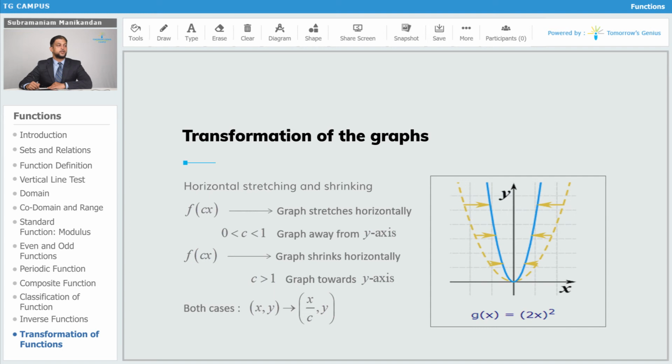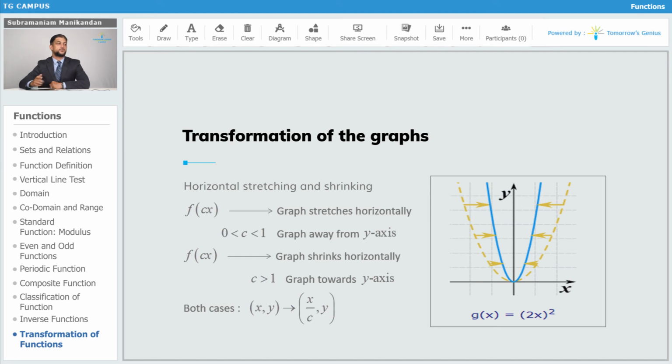Similarly, horizontal stretching and shrinking. When instead of c being multiplied by the function f(x), the value of x everywhere in the function gets multiplied by a non-zero real number, then the graph stretches horizontally if the value of c is less than 1, and shrinks if the value of c is greater than 1.